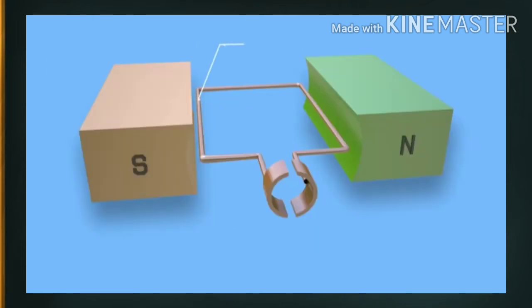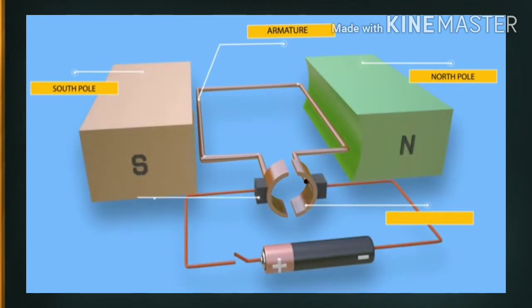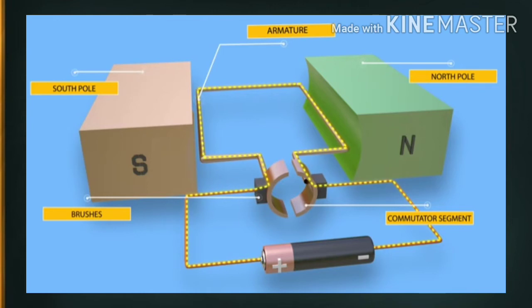The very basic construction of a DC motor contains a current-carrying armature, which is connected to the supply through commutator segments and brushes. The armature is placed between the north and south pole of a permanent magnet or an electromagnet. In the elementary model, one single turn of conductor is placed between two opposite poles.